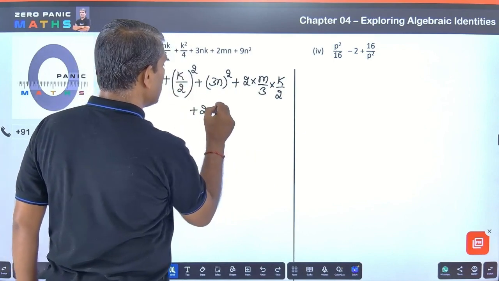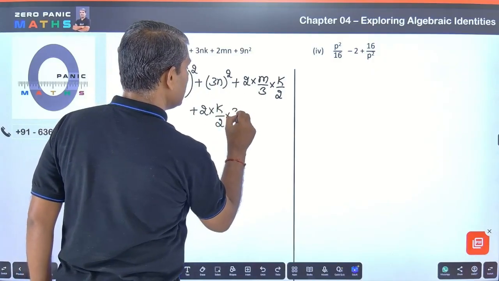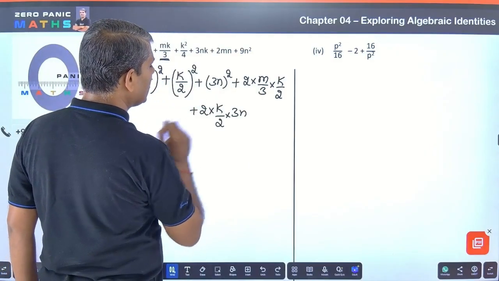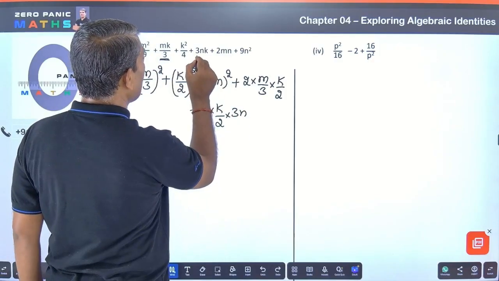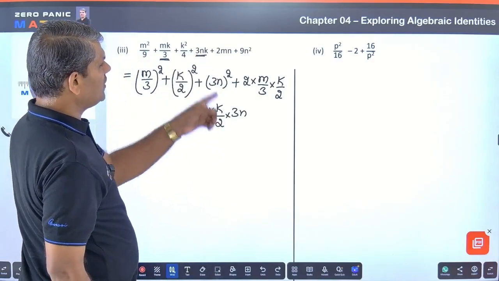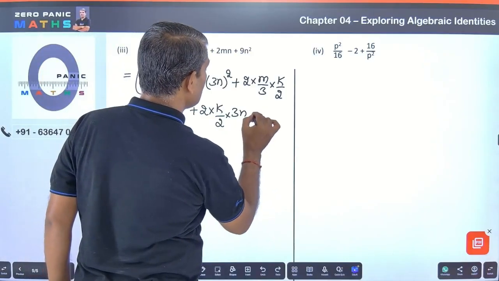What next is 2bc? So let me write that also first. What is b now? k by 2. And what is c? 3n. You see whether there are any terms like that. 2 and 2 will get cancelled here, and we get 3kn, or 3nk. See, that is that term. It is a 2bc term. You getting my point? It's so easy to write that.